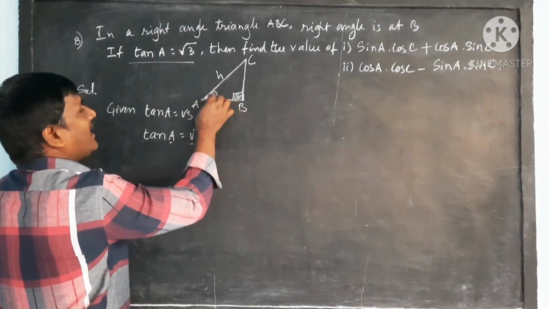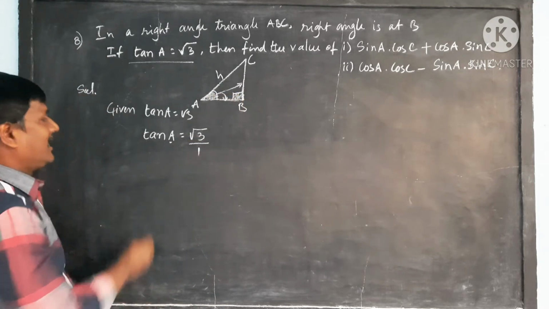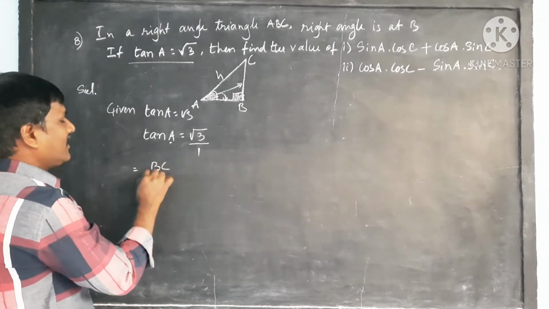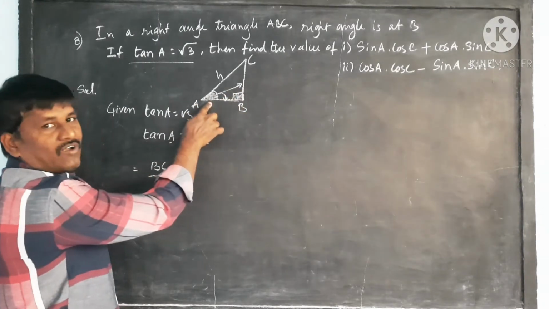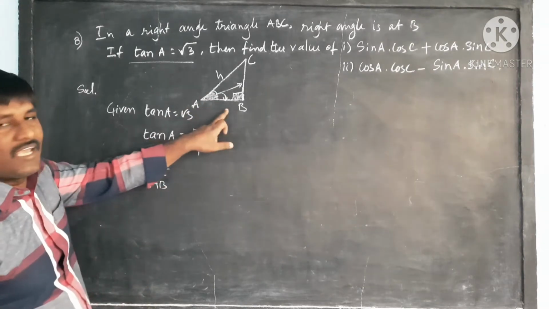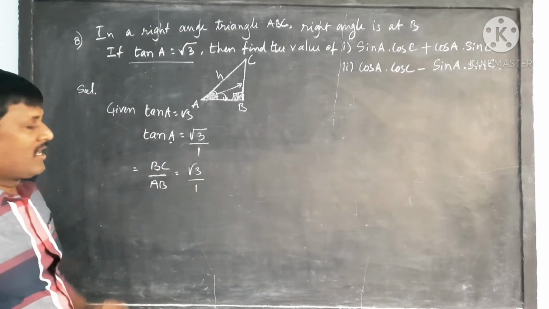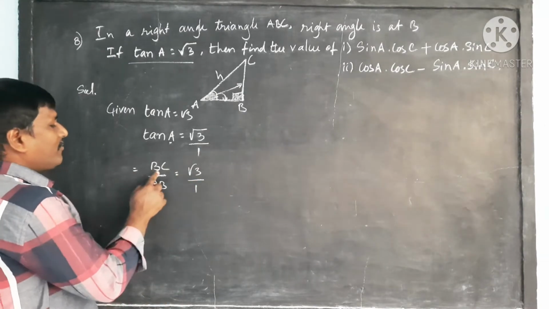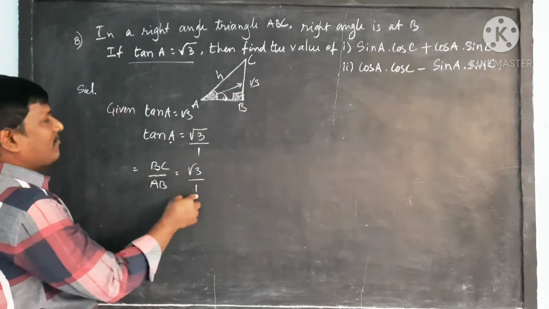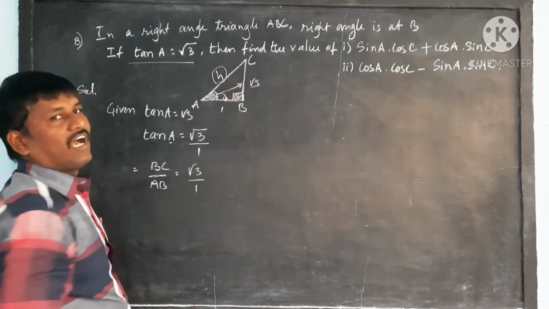Now this is angle A. You have to write the opposite side divided by the adjacent side. So tan A can be written as BC, which is opposite to angle A, and AB, that is adjacent to angle A, is equal to root 3 by 1. Now compare the values of BC and AB. BC is root 3 and AB is 1. Now we have to find the value of AC, that is the hypotenuse.